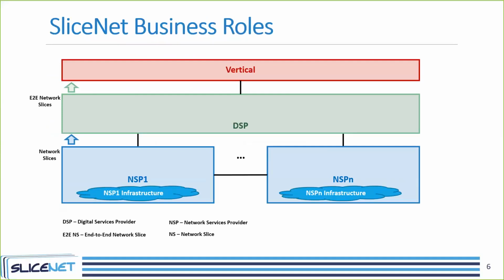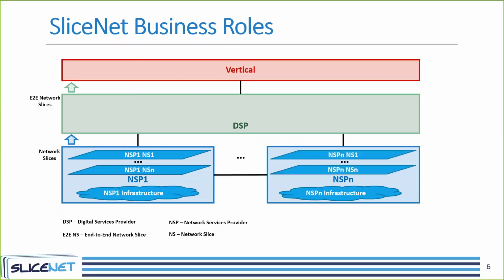So let's jump to the SliceNet business roles that we have identified in the project. As you can see in the figure, you have the NSPs, what we call a network service provider. The NSP is the player that has the network infrastructure. So it will be the NSP that will build their network slices on top of this infrastructure. And each network slice will have special requirements, either low latency or high bandwidth, and so on. So each one of them will make their network slices and will offer them to the DSP.